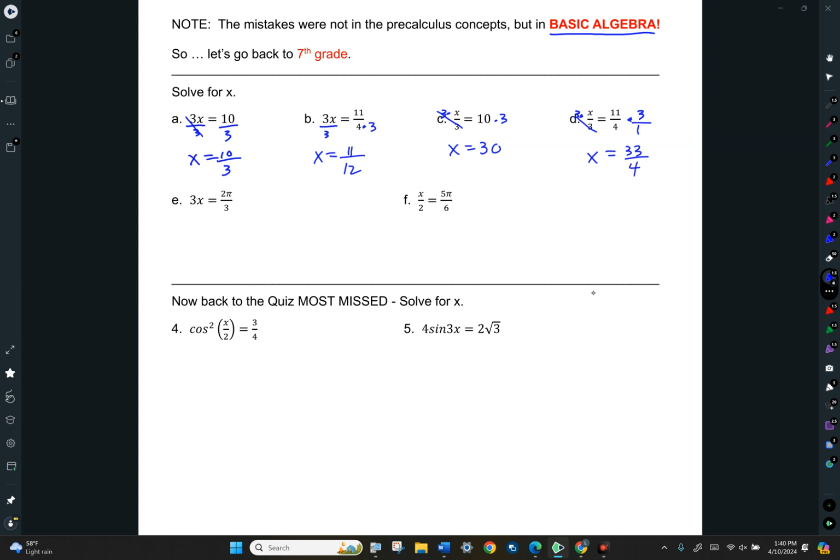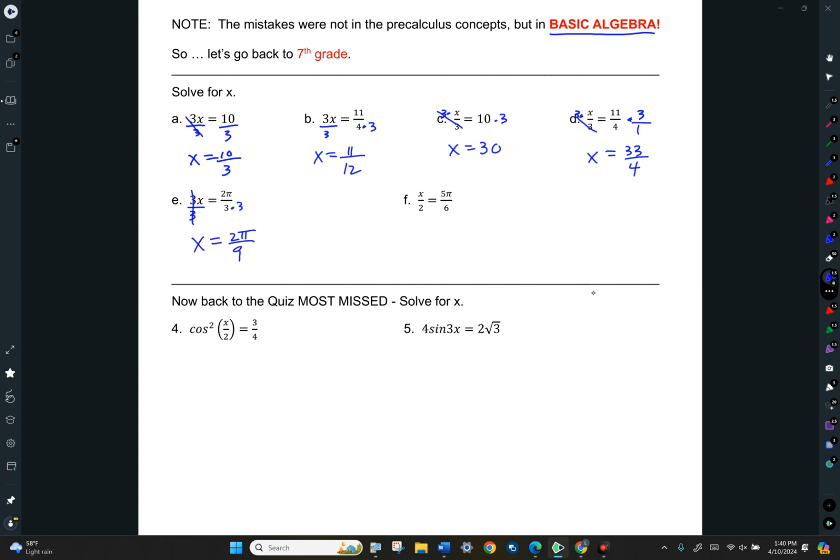Okay, so look at letter E. Am I going to multiply by 3 or divide by 3? Well, you're looking at this side to get rid of the 3. You're going to divide by 3, so that's the same as putting it in the denominator. So you're going to end up with x equals 2 pi over 9.